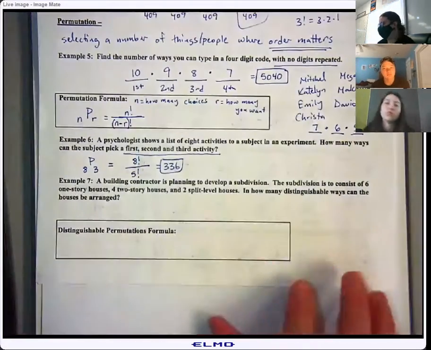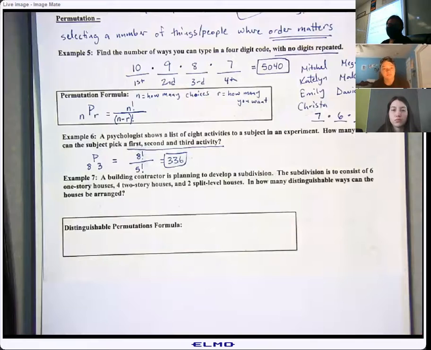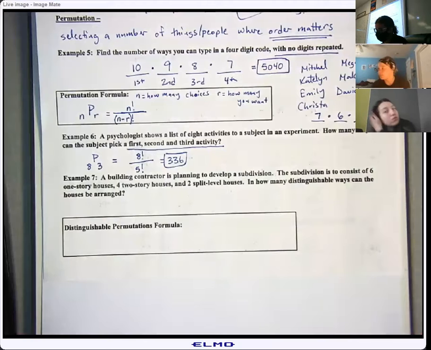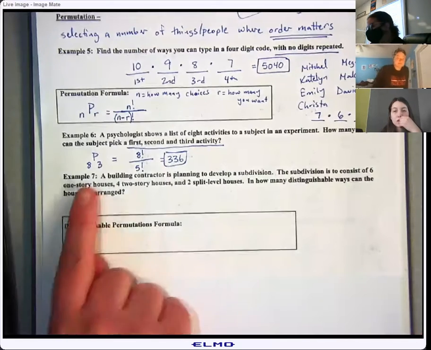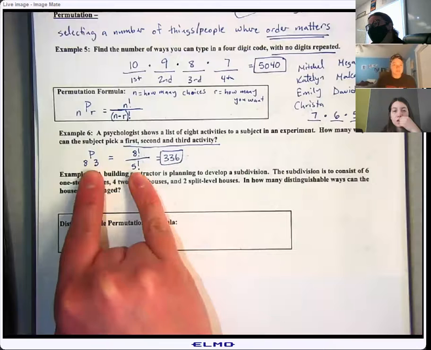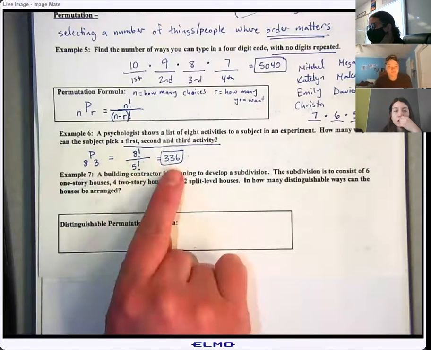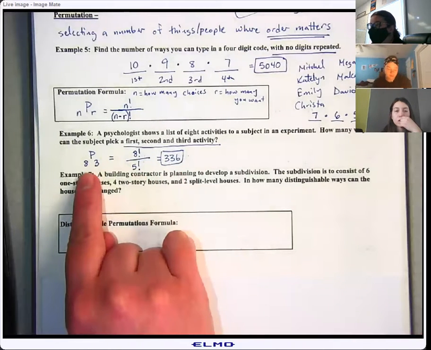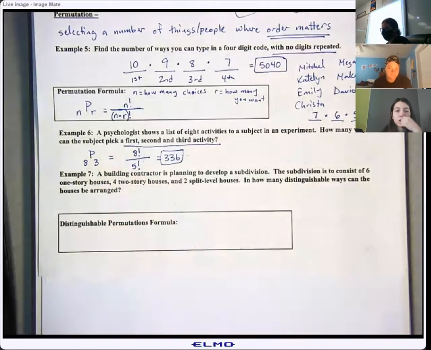Do you have any questions for me on permutation so far? It's not too bad. I would be okay with this written down or this written down, just as long as you don't just write down your answer. Even if you just write 8P3, that tells me what you're doing.